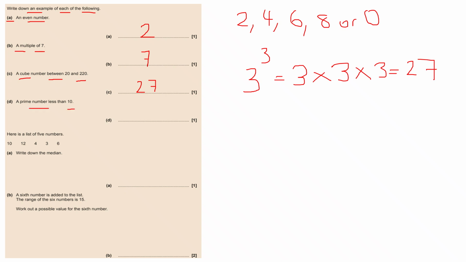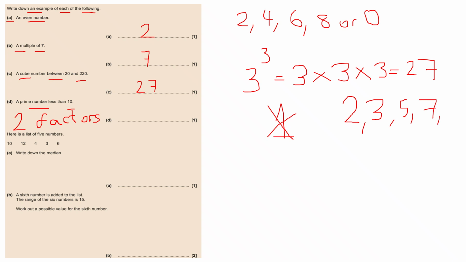Part D, a prime number less than 10. So a prime number is a number that has two distinct factors, one and itself. Be careful not to get one confused. One is not prime because one has one factor, namely 1. So many students every single year lose a mark in the exam because they think one's a prime number. The first prime number is actually 2, and that's the only even prime number. Then it's 3, 5, 7, 11, and so on and so forth. I'm going to go for just 2 for the sake of ease.